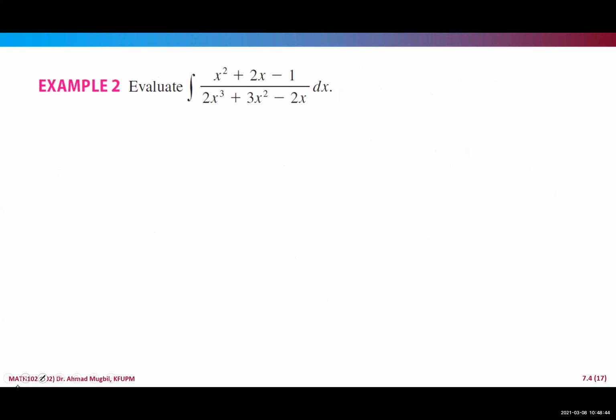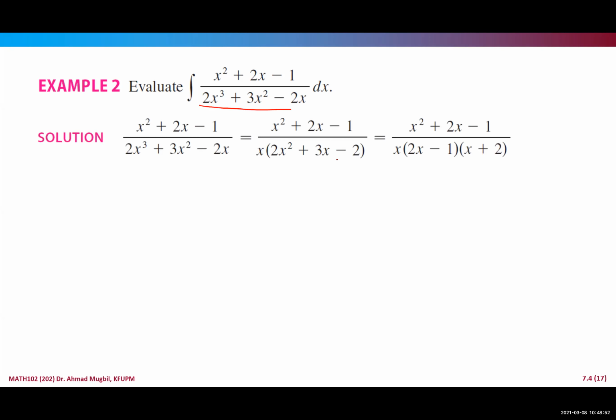I have another example here. The degree here of the numerator is less than the denominator, so you can use the long division, but before that you need to factor the denominator. Take x as a common factor, then factor this. And Shabab, you have to factor because I have noticed that some of you are using the quadratic formula. Please, Shabab, you need to practice the factoring process more.